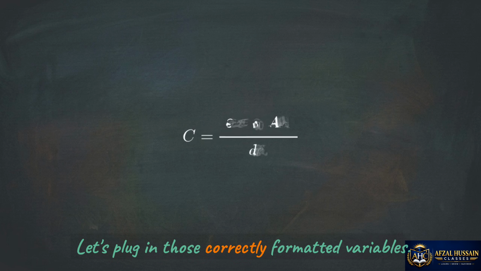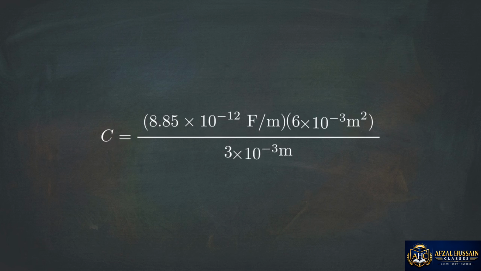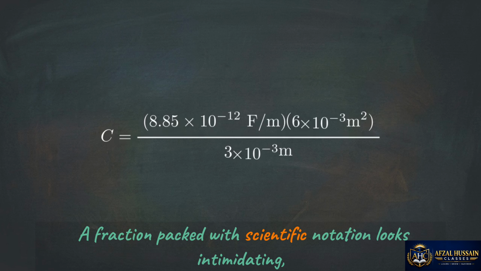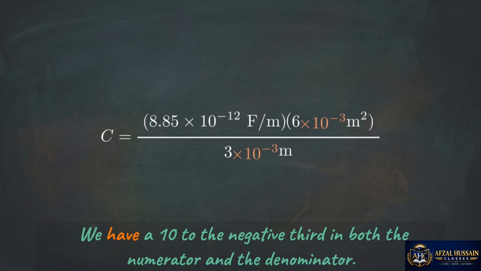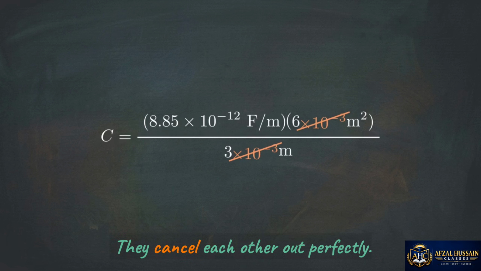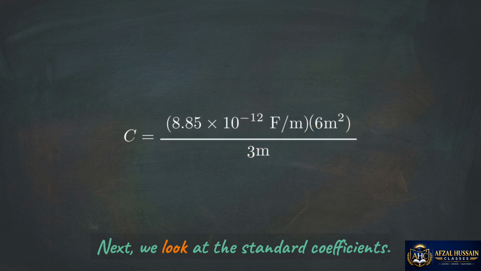Let's plug in those correctly formatted variables. A fraction packed with scientific notation looks intimidating, but we simplify the math by focusing strictly on the base 10 exponents first. We have a 10 to the negative third in both the numerator and the denominator. They cancel each other out perfectly.